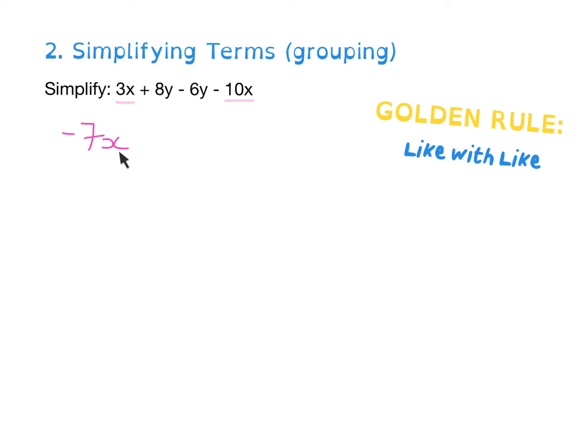Now I look at my y values and I say, well, 8y minus 6y will always leave me with 2y. 8y minus 6y is 2y. And you've now simplified that expression. It's really important to note that you can't simplify any further because they are now unlike terms. One has an x and one has a y. So we have answered the question fully.